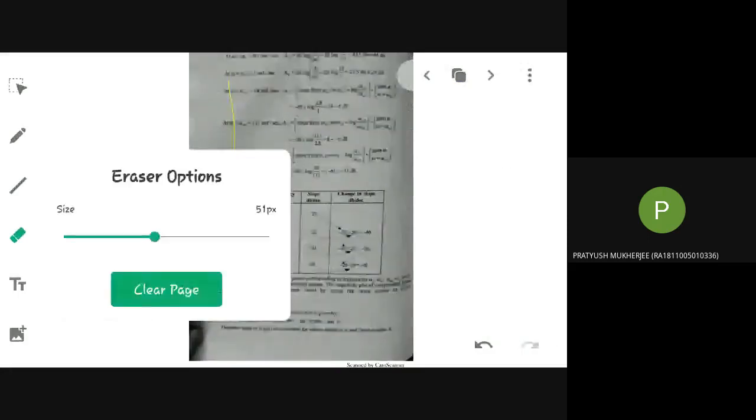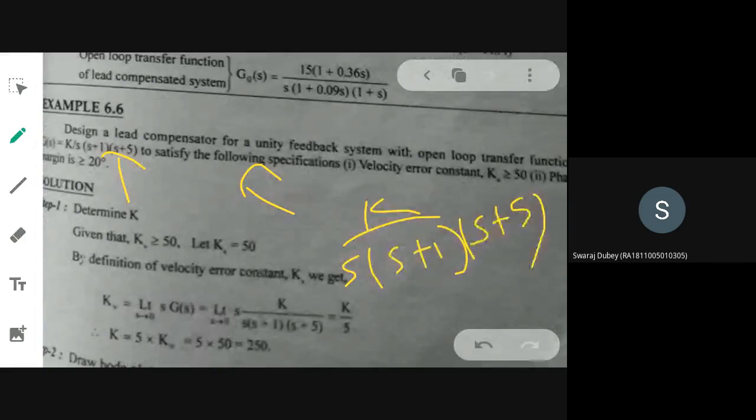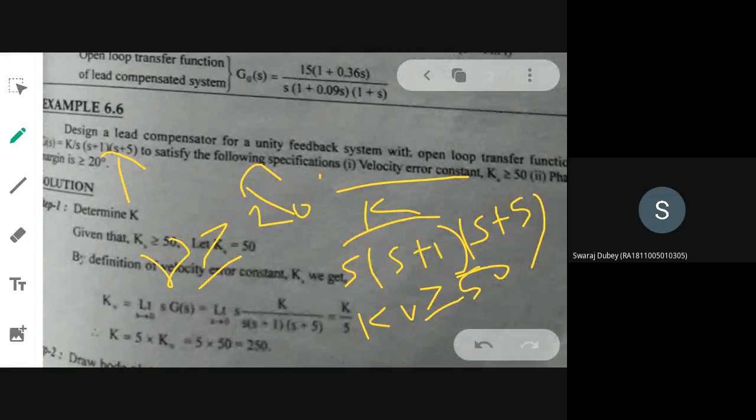So one more problem is given in your Nagrath Kothari book. They have asked you to design a lead compensator again. The open loop transfer function is K divided by s into s plus 1 into s plus 5. They have given the specification as K_v greater than 50, and the phase margin should be greater than or equal to 20. Follow the same usual steps. This is one more problem they have given. With this, the compensator design is over.